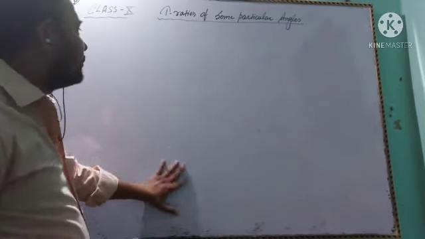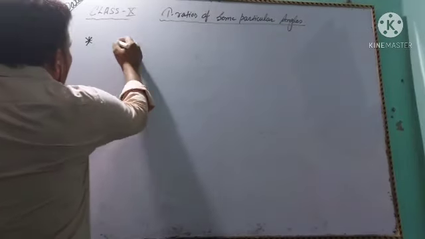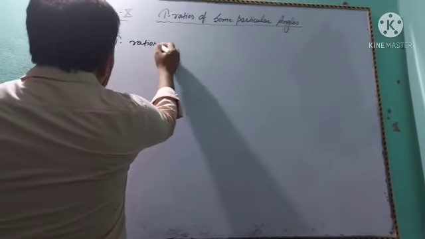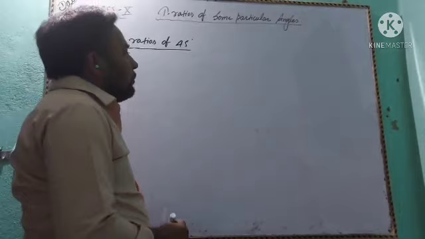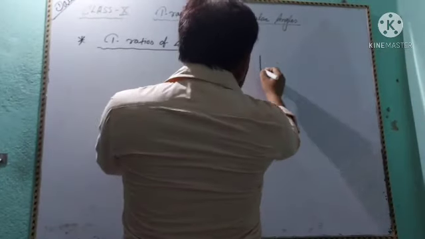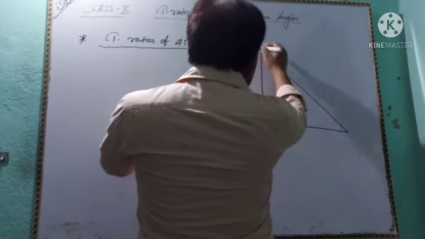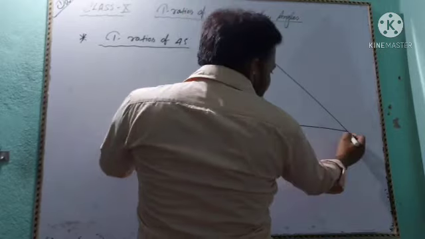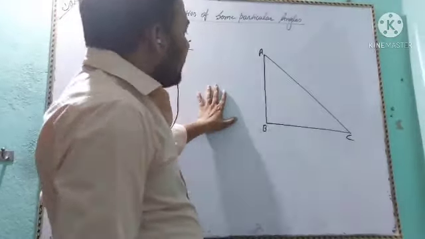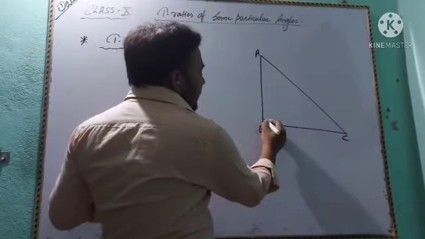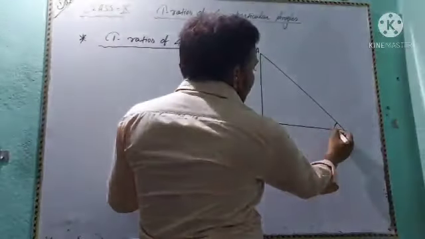So let's start. First, T ratios of 45 degree angle. First of all, we draw a right angle triangle ABC in which angle B is 90 degree, and angle C is 45 degree.